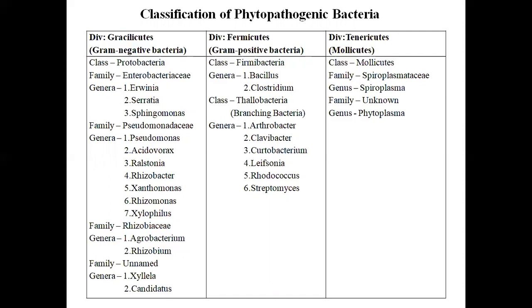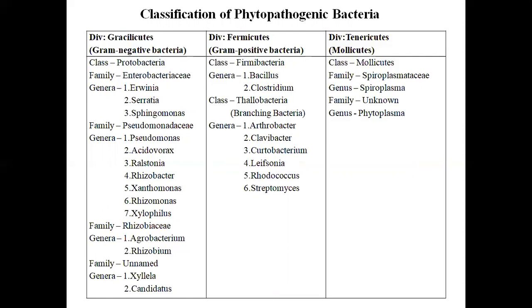Class Proteobacteria. Family Enterobacteriaceae. And 3 genera are there: Erwinia, Serratia, and Sphingomonas. Among these, an important bacterium in genus Erwinia is Erwinia amylovora, which causes fire blight of apple. That is an important bacterial disease which has spread all over the world. So it comes under this Gracilicutes.